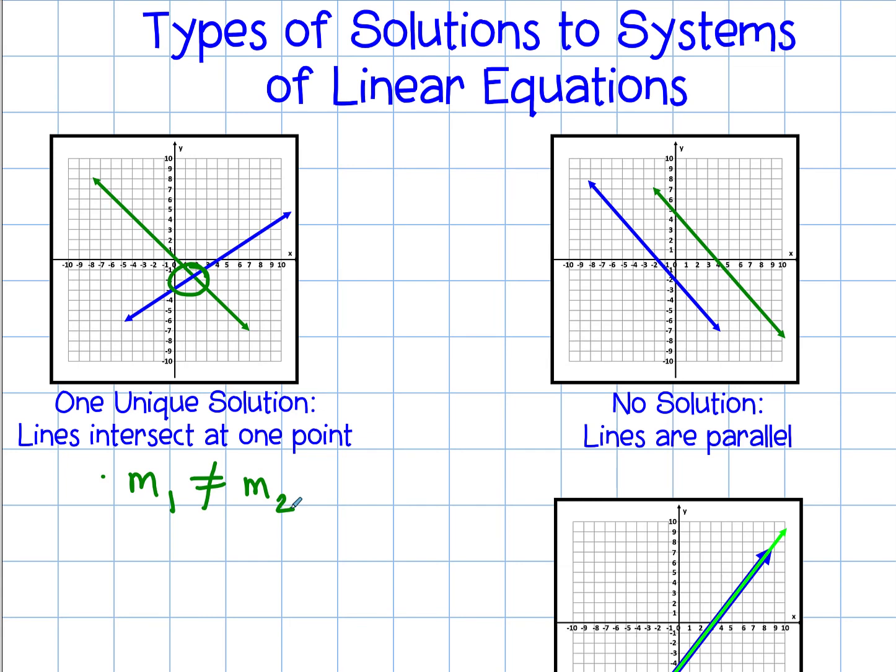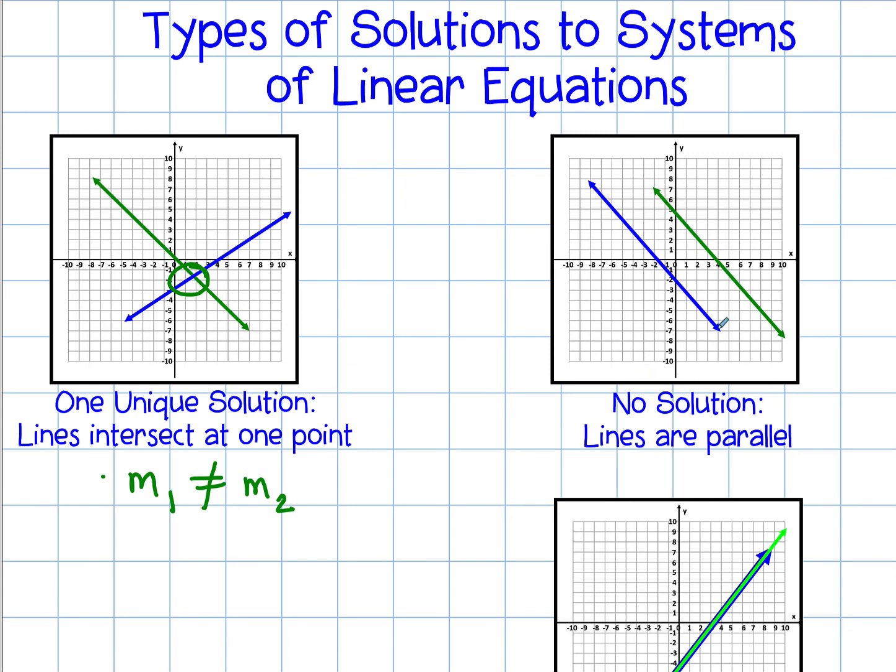And if you see that the slopes of the two lines are the same, you know that you're not going to get one solution to your system. If the lines' slopes are different, then you are going to get one solution.